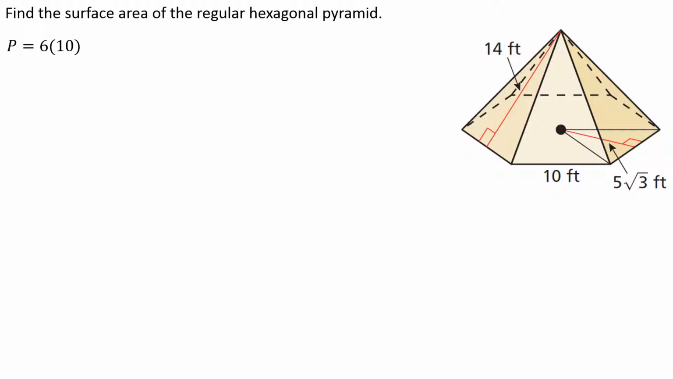Okay, perimeter. That's easy. There are 6 sides. Each side is 10. 6 times 10 is 60. Lateral area. Piece of cake. 1/2 times the perimeter times the slant height. Fortunately, we're given the slant height. 1/2 times 60 times 14.